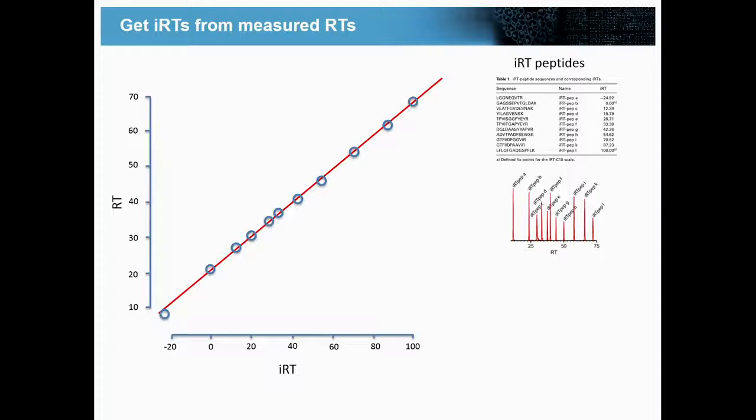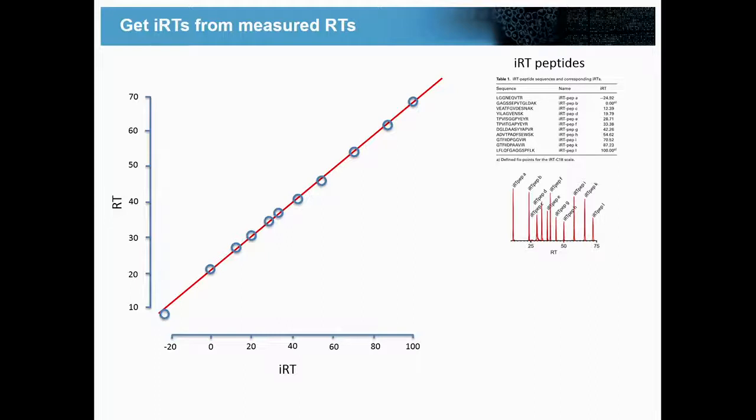The problem that's trying to be solved is that from run to run, or if you change columns, or if you go from instrument to instrument, the retention time of the peptides in absolute minutes will change. And so we would like to be able to normalize between one run and another. In particular, in this case, we would like to project the retention times of the DDA spectra that we collect onto the DIA data.